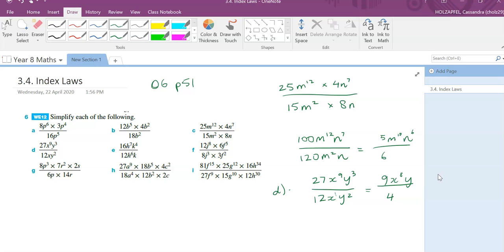Hopefully that was helpful. So that's just using our first and our second index laws. Just so you know, there's also a worked example here in the textbook, and I'll see if I can find another video for you to have a look at as well.